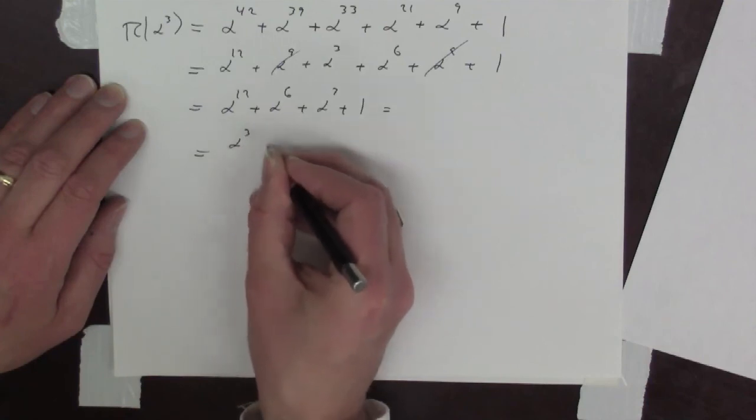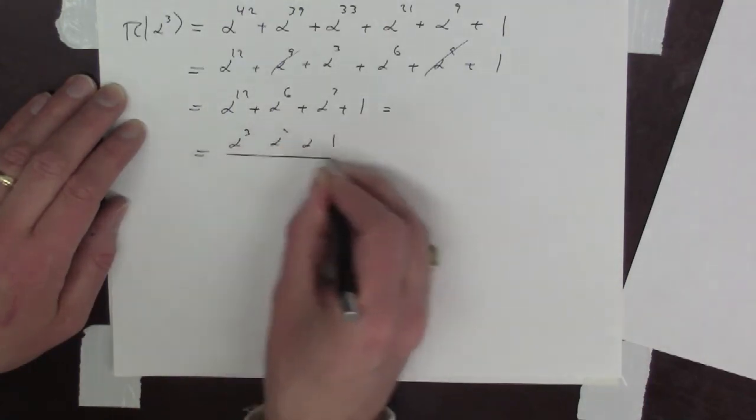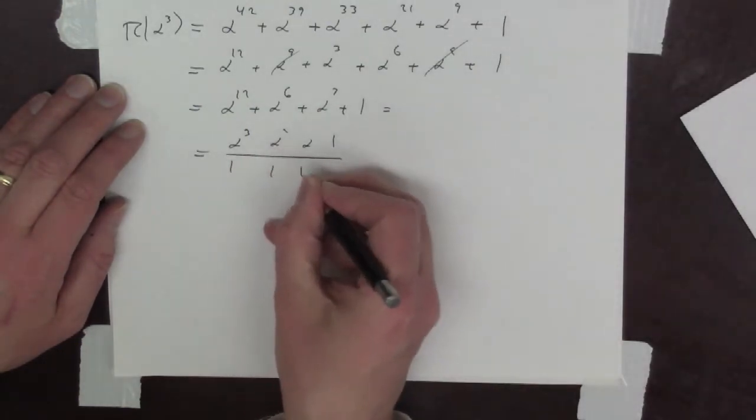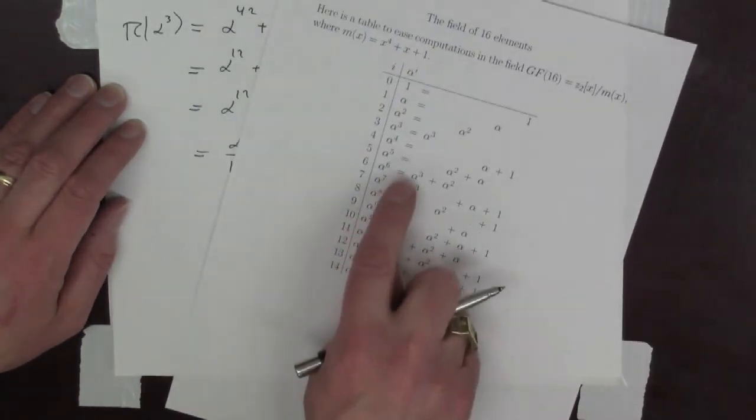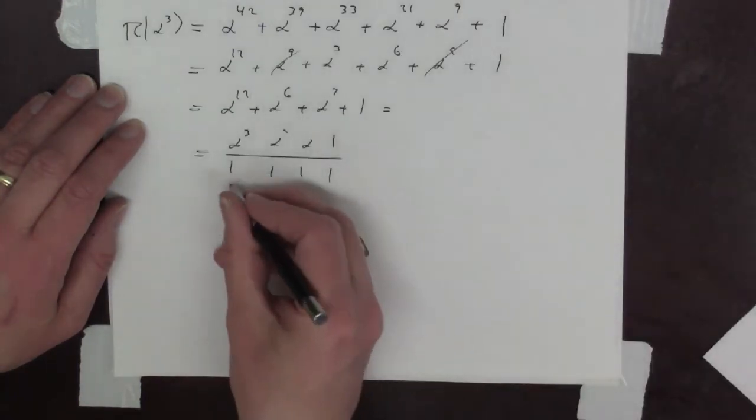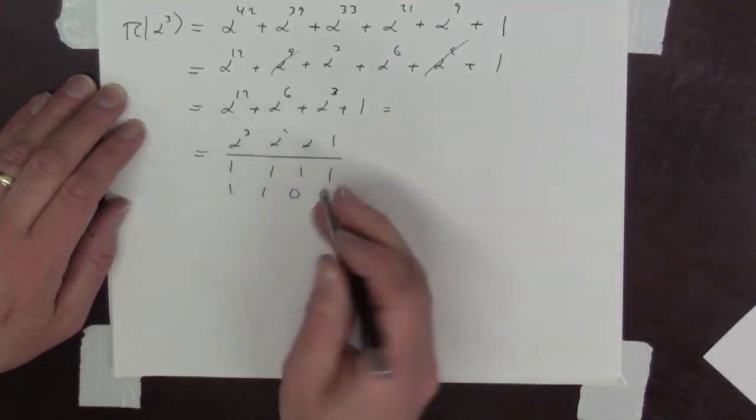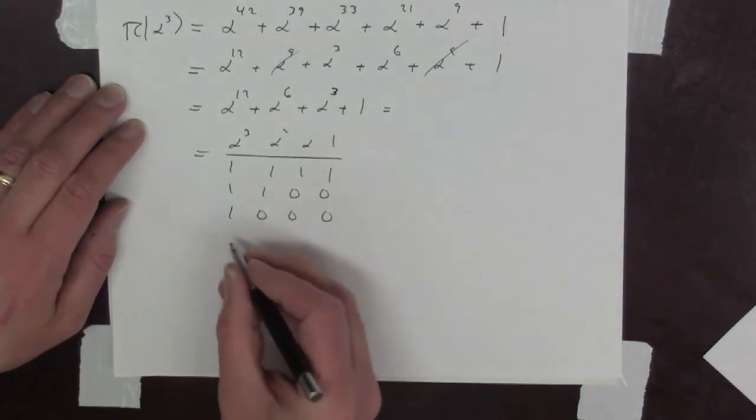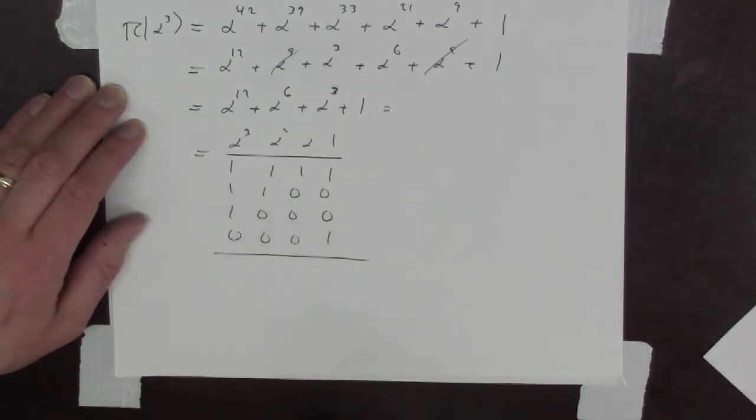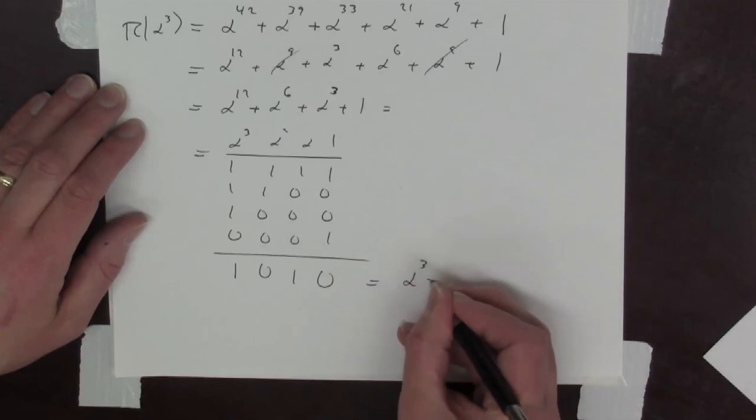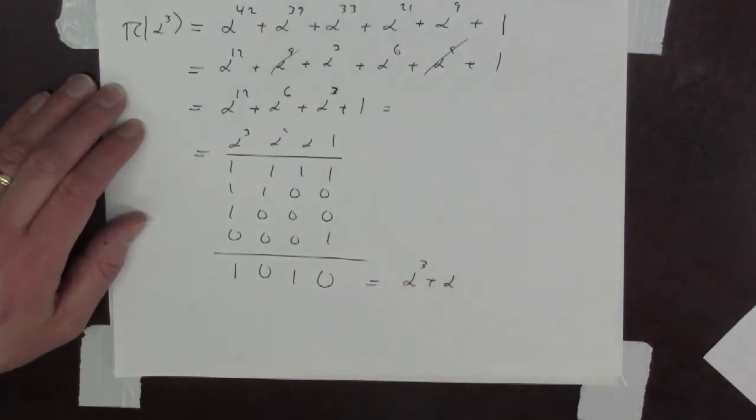Use the table to do this. Alpha to the 12 is alpha cubed plus alpha squared plus alpha plus 1, so we get 1, 1, 1, 1. Alpha to the 6 is alpha cubed plus alpha squared: 1, 1, 0, 0. Alpha cubed is just alpha cubed itself, and 1. And we add that up, you get 1, 0, 1, 0. It's alpha cubed plus alpha. We look in the table, alpha cubed plus alpha is over here, that's alpha to the 9. Aha!